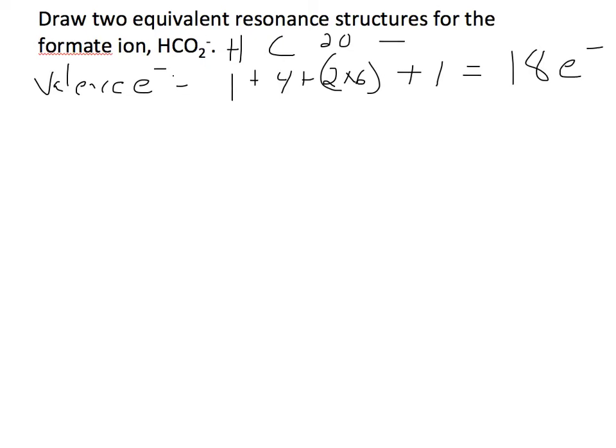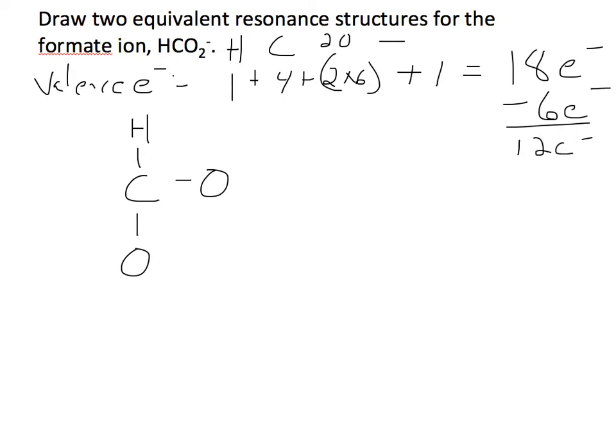The first thing we know is that carbon is going to go in the center. Carbon has a hydrogen bound to it, and then it has 2 oxygens bound, 1 and 2. So that's 6 of our electrons right off the bat, and we have 12 left. We notice that carbon only has 3 bonds to it, which means it has a total of 6 electrons. It needs 2 more.